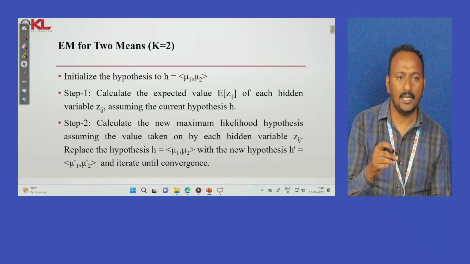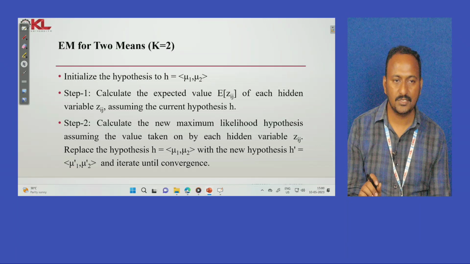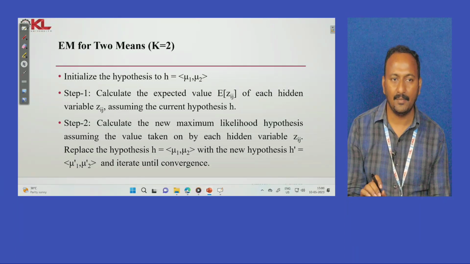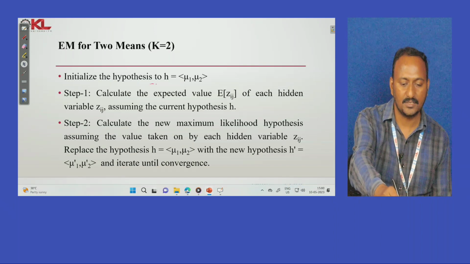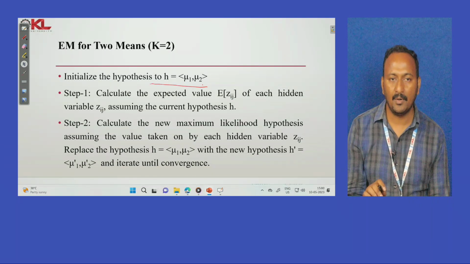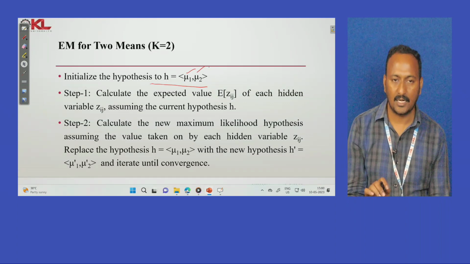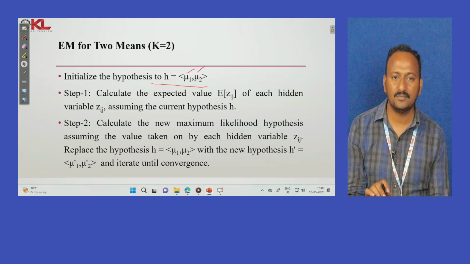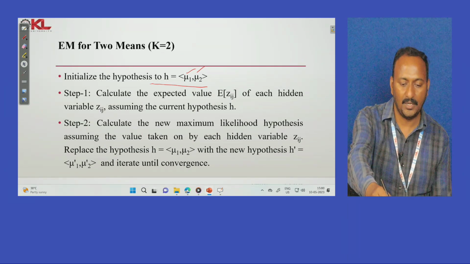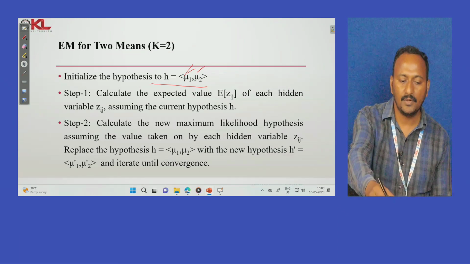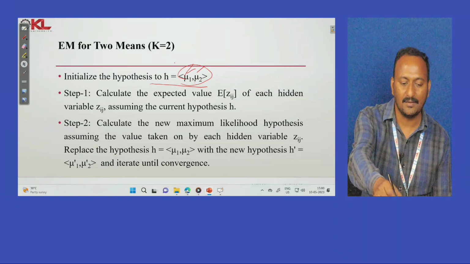Here we need to go with a two-step process similar to our generalized EM algorithm. We need to initialize our hypothesis H as the tuple of mu1 comma mu2. Why do we consider only two mean values? Because here we are considering k as 2, which means we are going with two Gaussian distributions. Mu1 is the mean of the first distribution and mu2 is the mean of the second distribution. We need to initialize these two values and consider this tuple as our hypothesis.